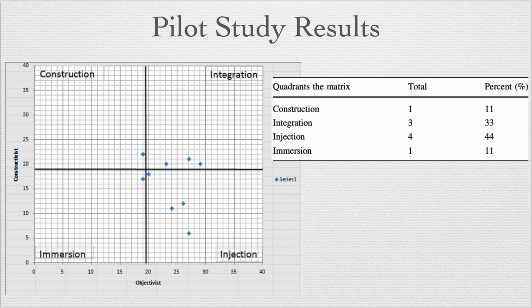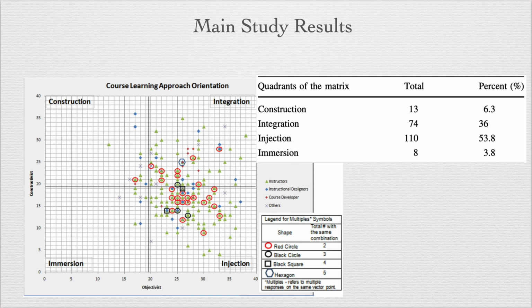So here you can see that construction and immersion were the least. Integration and injection were almost tied with the percentage and the total. So integration had 3 and injection had 4. So we can see that the study is showing how more people went toward integration and injection.